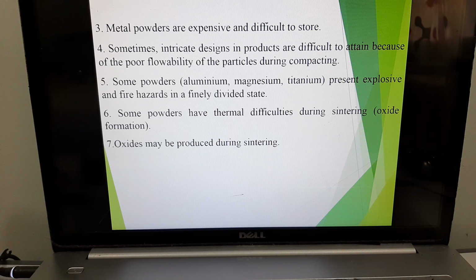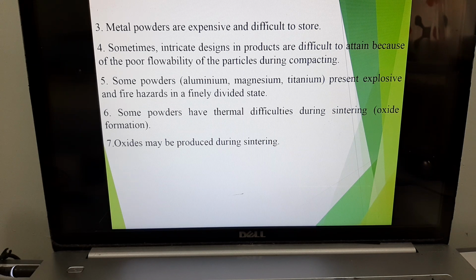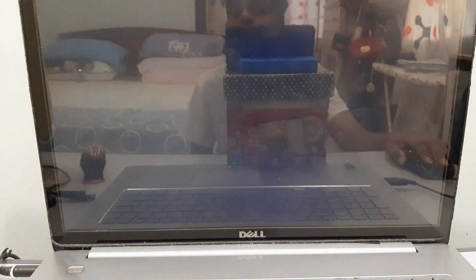Okay, sometimes intricate designs in products are difficult to attain because of the poor flowability of the particles during compacting. Some powders like aluminium, magnesium, titanium present explosive and fire hazards in a finely divided state. Some powders have thermal difficulties during sintering. Okay, what do you mean by thermal difficulties? That means during sintering, it may get oxidized or rust may form. And oxides may be produced during sintering. So all these are our challenges in powder metallurgy.